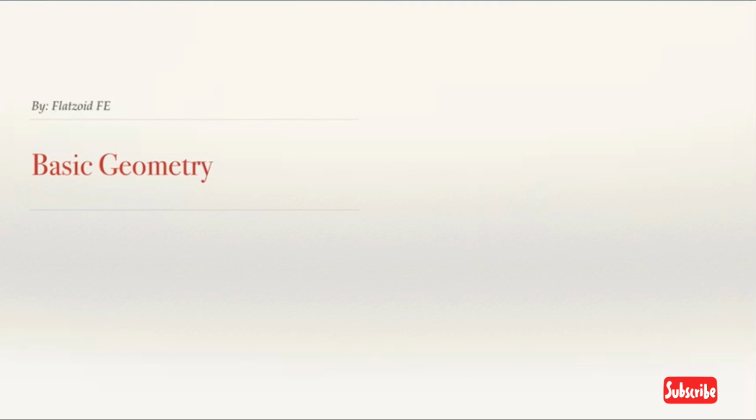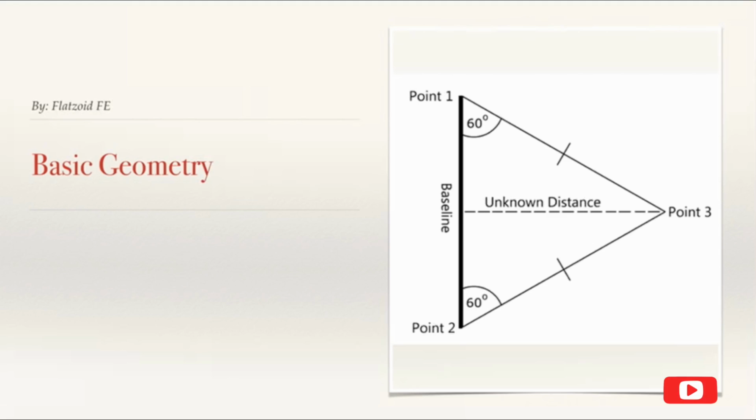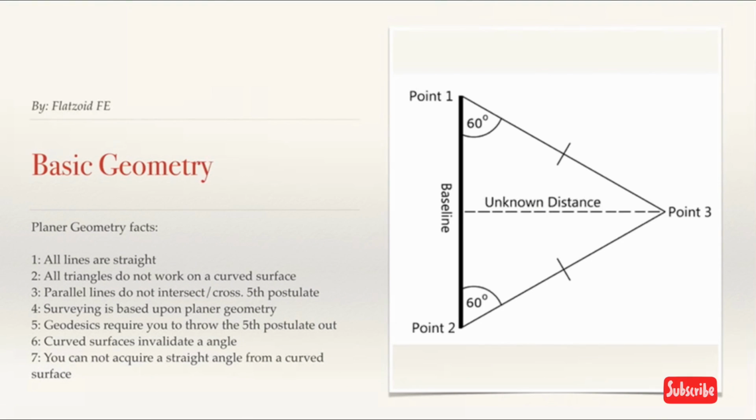We'll start with the basic geometry. This is actually Euclidean geometry, which is used for surveying. All lines are straight. All triangles do not work on a curved surface. Parallel lines do not intersect or cross. This is the fifth postulate. Surveying is based upon planar geometry. Geodesics require you to throw the fifth postulate out. Curved surfaces invalidate an angle. You cannot acquire a straight angle from a curved surface. I think that's very straightforward, and the reasons are very clear.